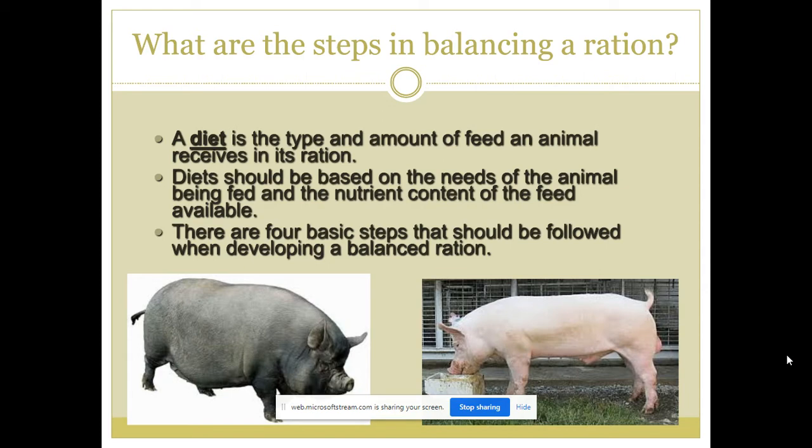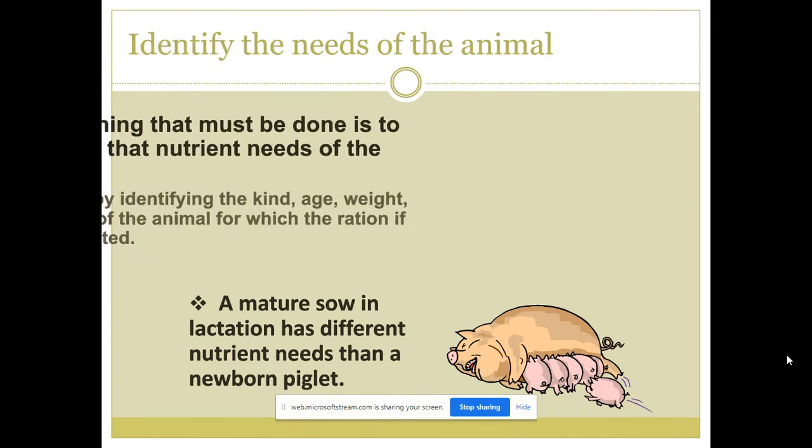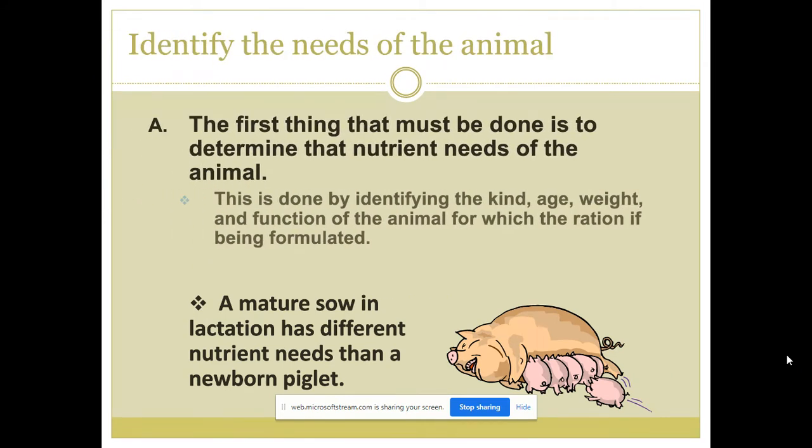We're going to focus on the basic steps for developing a ration. The first step is that you need to determine the nutrient needs of the animal. So you're looking at what kind of animal it is, how old they are, what weight it is, and what the function of the animal is. That way we can formulate this ration. For example, a mature sow that is feeding piglets has nutrient requirements that are different from those of a newborn piglet.